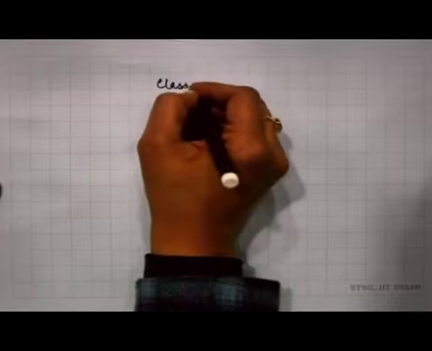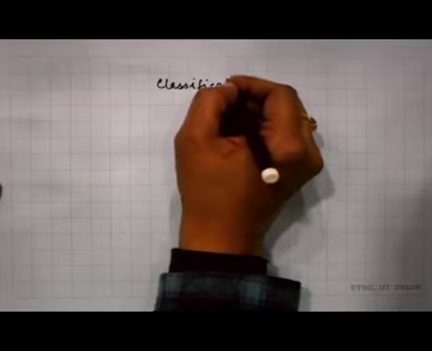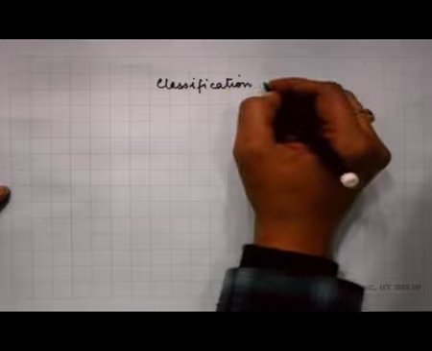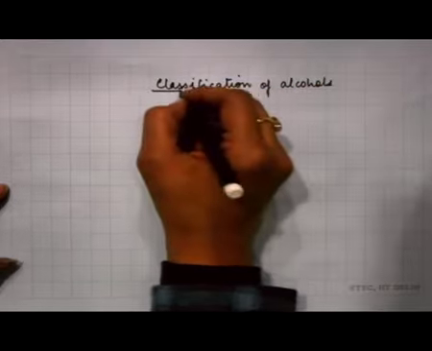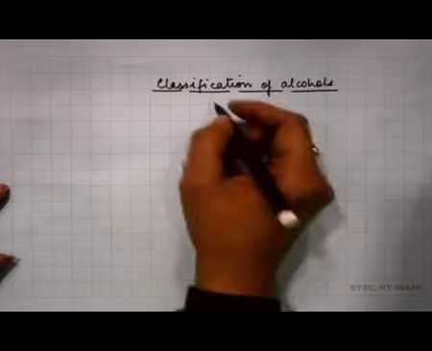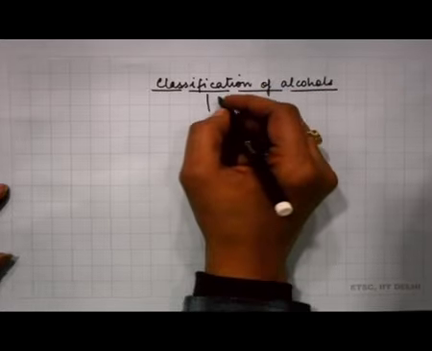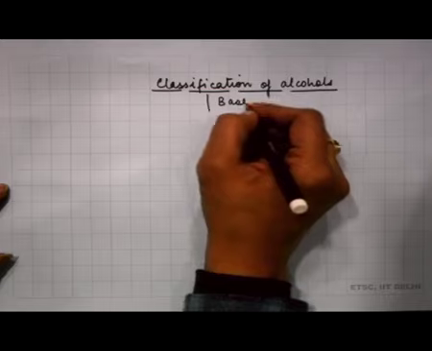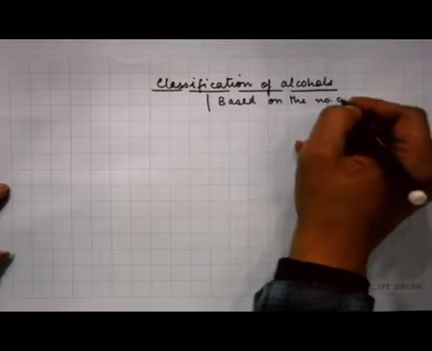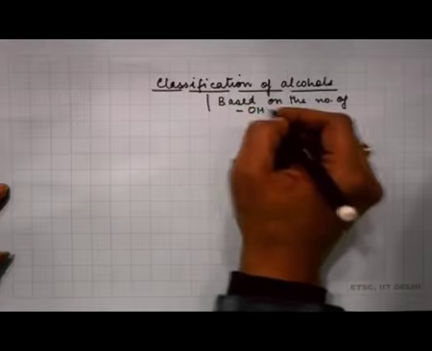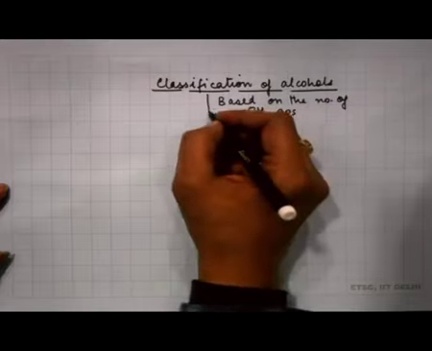So, if you have understood these physical properties, let us move on to classify the alcohols. Let us understand how we can classify the alcohols based upon the number of hydroxyl groups present in them. So, the classification which we are going to discuss now is based on the number of hydroxyl groups present in the alcohol.